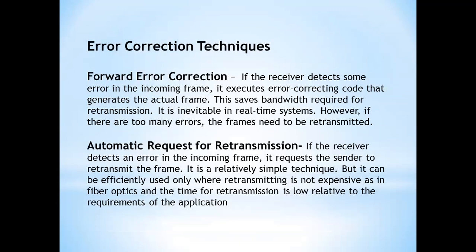Next is error correction techniques. There are two most important techniques used for the error correction. First is forward error correction and second is automatic request for retransmission. First, in forward error correction, the receiver searches for the most likely correct code word. When an error is detected, the distance between the received invalid code word and all the possible valid code words is obtained. The nearest valid code is most likely the correct version of the received code word.